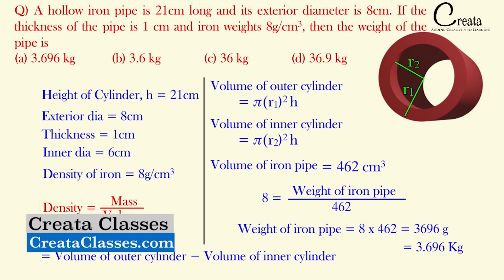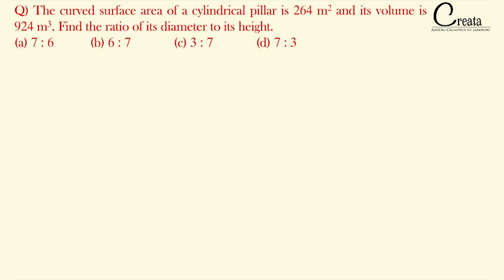Let's move further to our next question. The question is, the curved surface area of a cylindrical pillar is 264 meter square and its volume is 924 meter cube. Find the ratio of its diameter to its height. 4 choices are given. Let's proceed with the question.